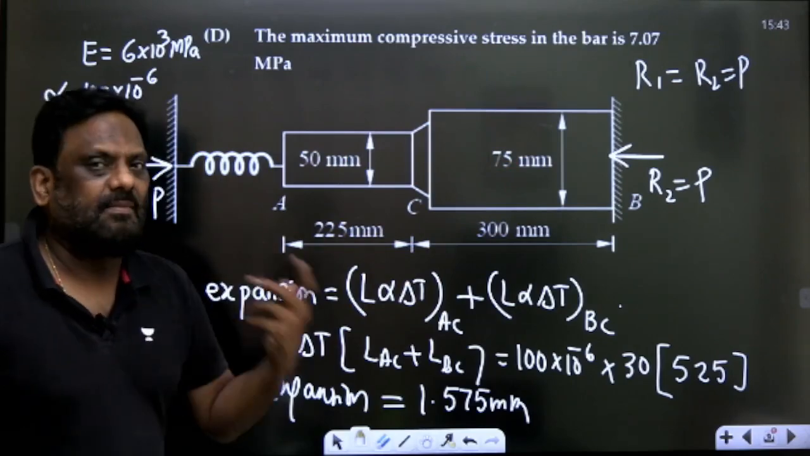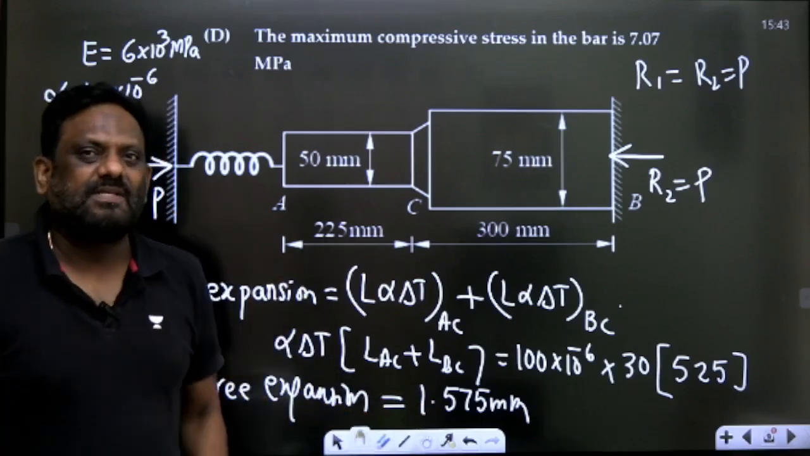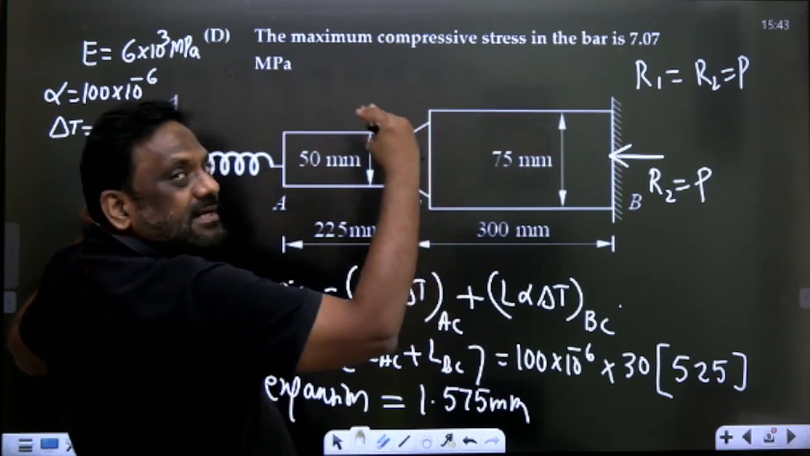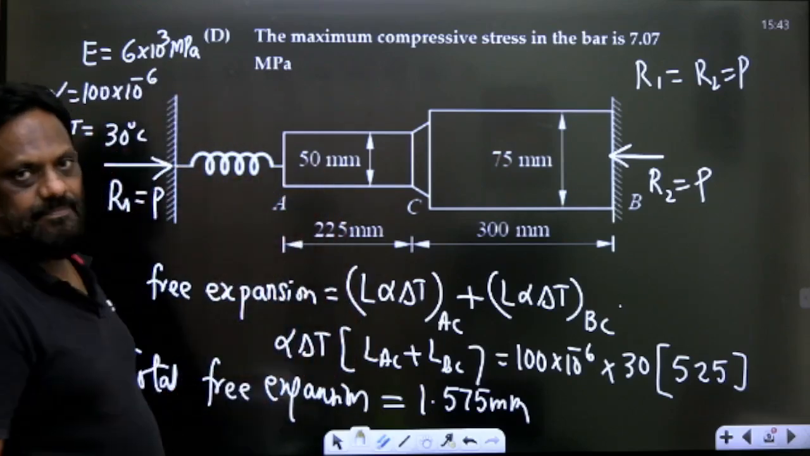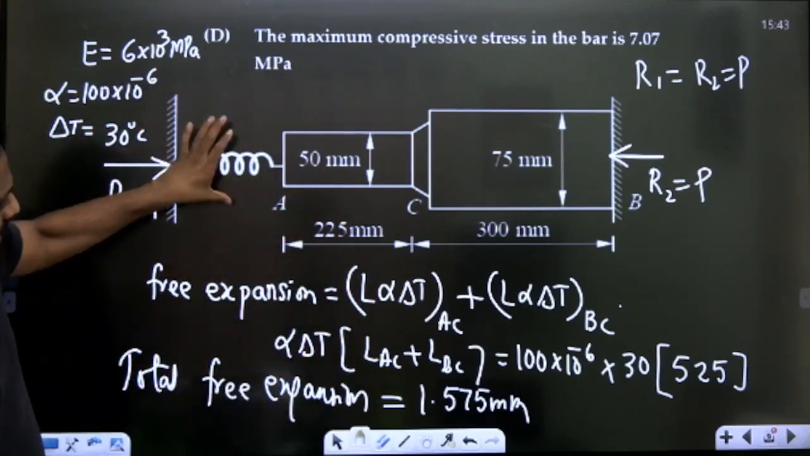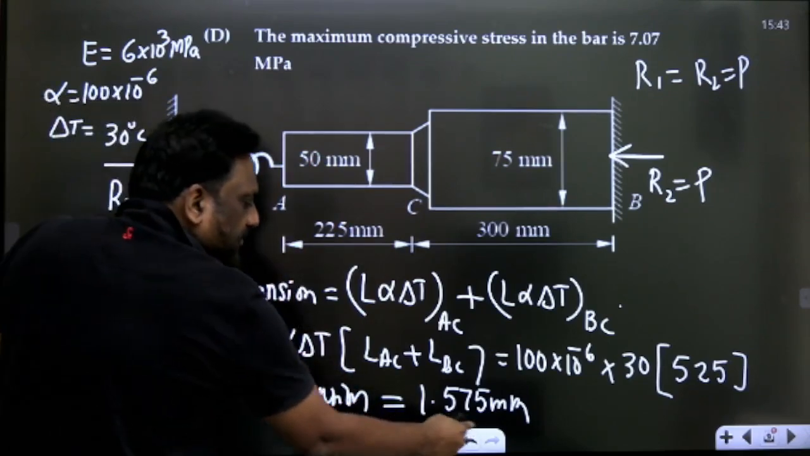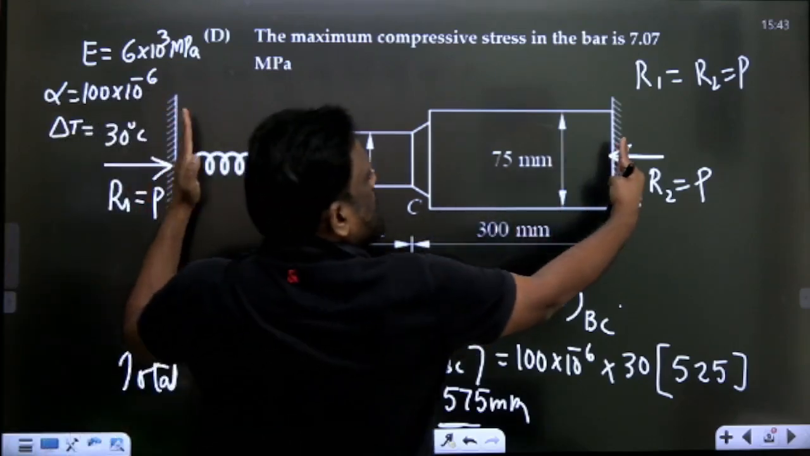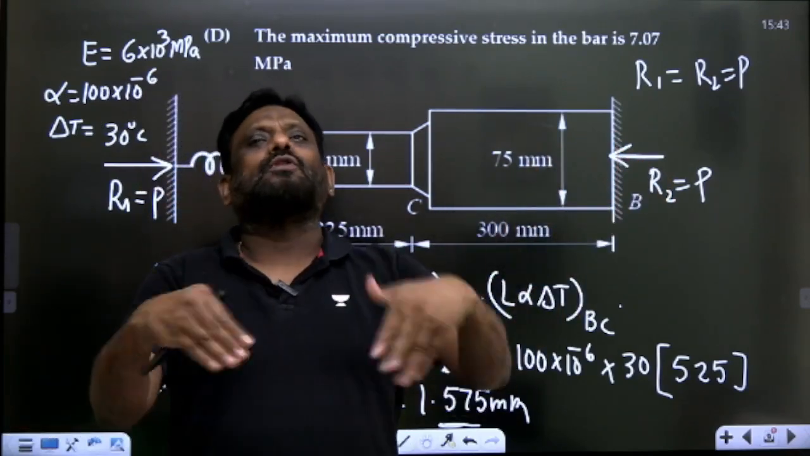So what is the compatibility equation? Already you have calculated free expansion, but are you allowing free expansion? The answer is no. Whatever it is trying to expand is resisted by the compression and spring compression. Because when it is expanding, the spring is compressed. Since the distance between these two supports is constant, total expansion should be equal to total compression, so that the net will be 0.